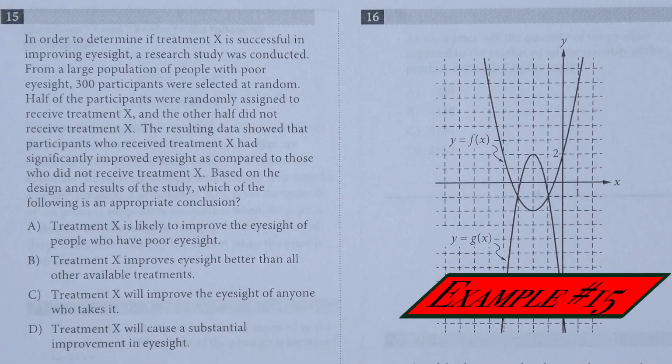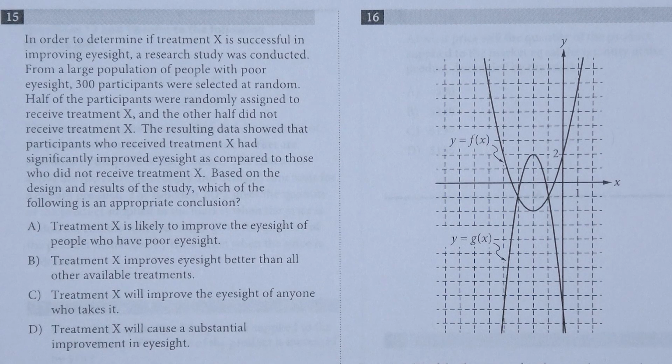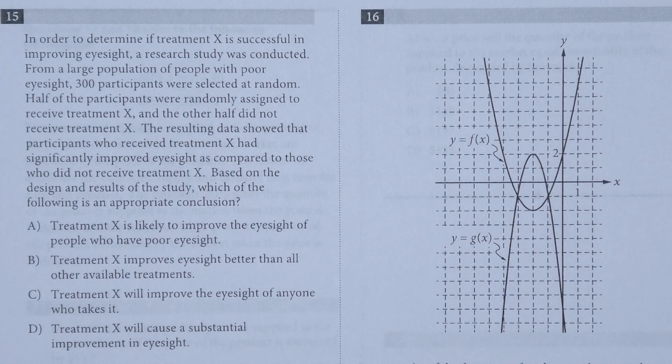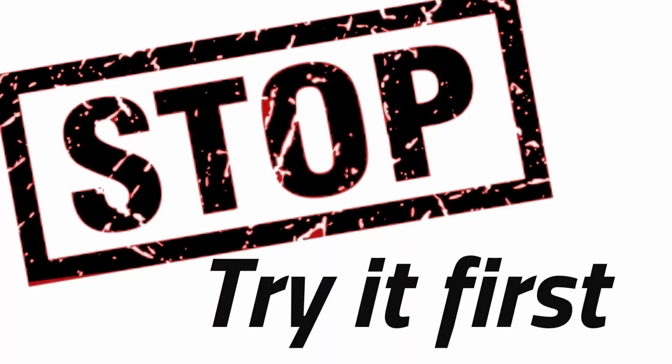In order to determine if treatment X is successful in improving eyesight, a research study was conducted from a large population of people with poor eyesight. 300 participants were selected at random. Half of the participants were randomly assigned to receive treatment X, and the other half did not receive treatment X. The resulting data shows that the participants who received treatment X had significantly improved eyesight as compared to those who did not receive treatment X. Based on the design and result of the study, which of the following is an appropriate conclusion?